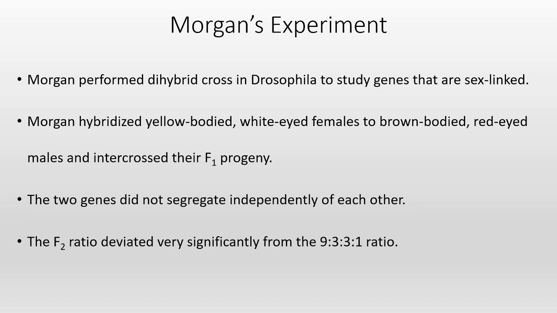So what is this experiment about? Morgan again performed a dihybrid cross in Drosophila to study the genes that are sex-linked. He tried to understand whether there is something called sex-linked inheritance. What Morgan did was hybridize yellow-bodied white-eyed females to brown-bodied red-eyed males, and again intercross their F1 progeny, just like Mendel's experiment, F1 and F2. So the parents were yellow-bodied white-eyed females and brown-bodied red-eyed males.